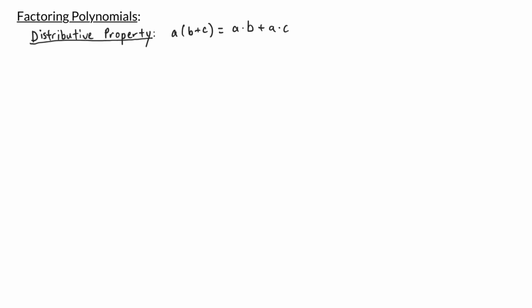It says that if I have three real numbers, a, b, and c, then a times (b plus c) is equal to a times b plus a times c. In our last video, when we were talking about multiplying polynomials, we started off with expressions that looked like the left-hand side and then used the distributive property to rewrite it to something like the right-hand side. But in this video, we're going to go backwards.